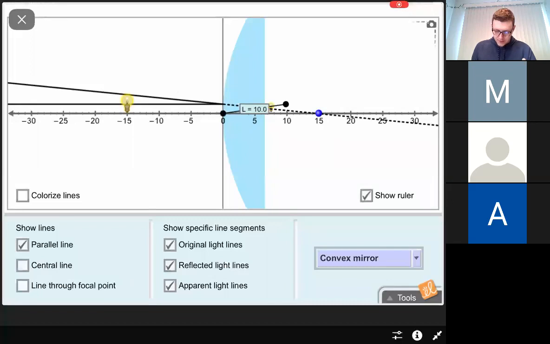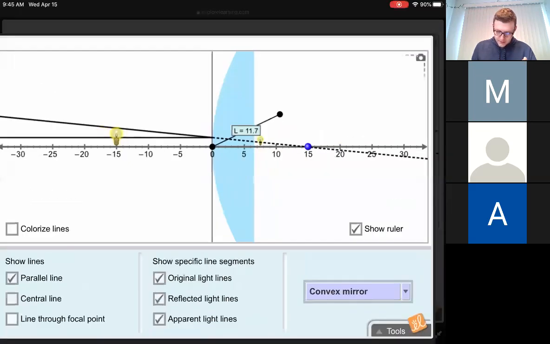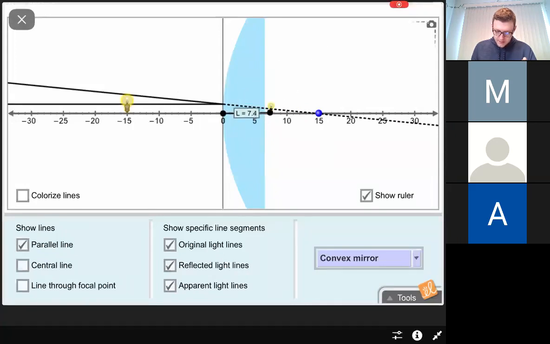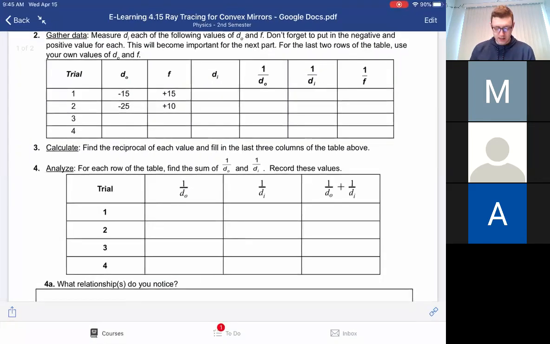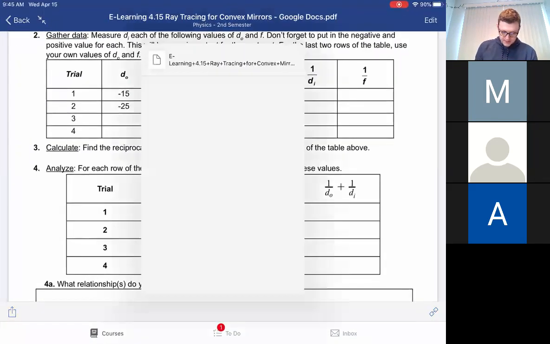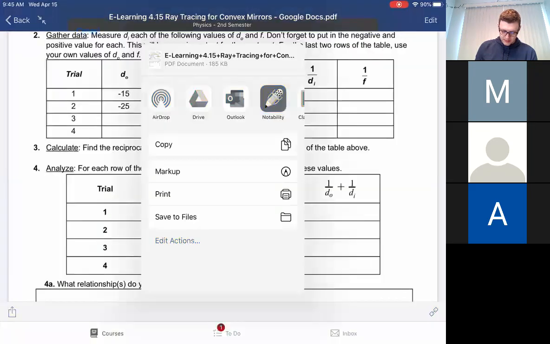So we grab our ruler. From the mirror to the image is going to be 7.5. All right, so that DI, we're going to fill in that table right here. We're going to put in 7.5.